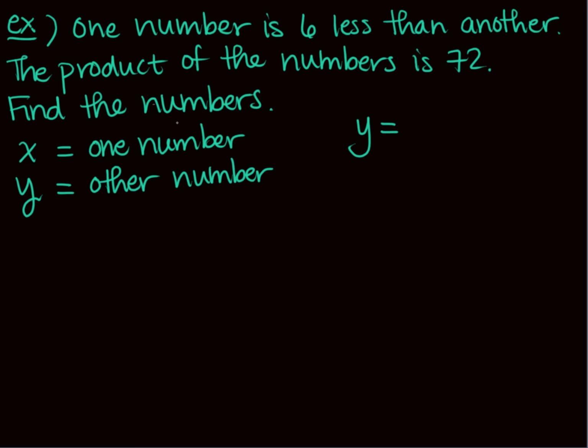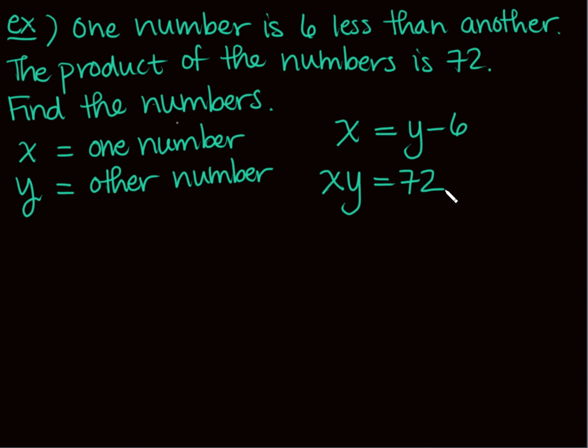One number, oh, I guess the way I have it written is I should go with one number, that's what I've defined x to be, equals 6 less than the other number. It's not 6 minus y, it's y minus 6, right? I want to make the other number smaller. And then what else do I know? The product of the numbers is 72. So product, remember, is multiplication.